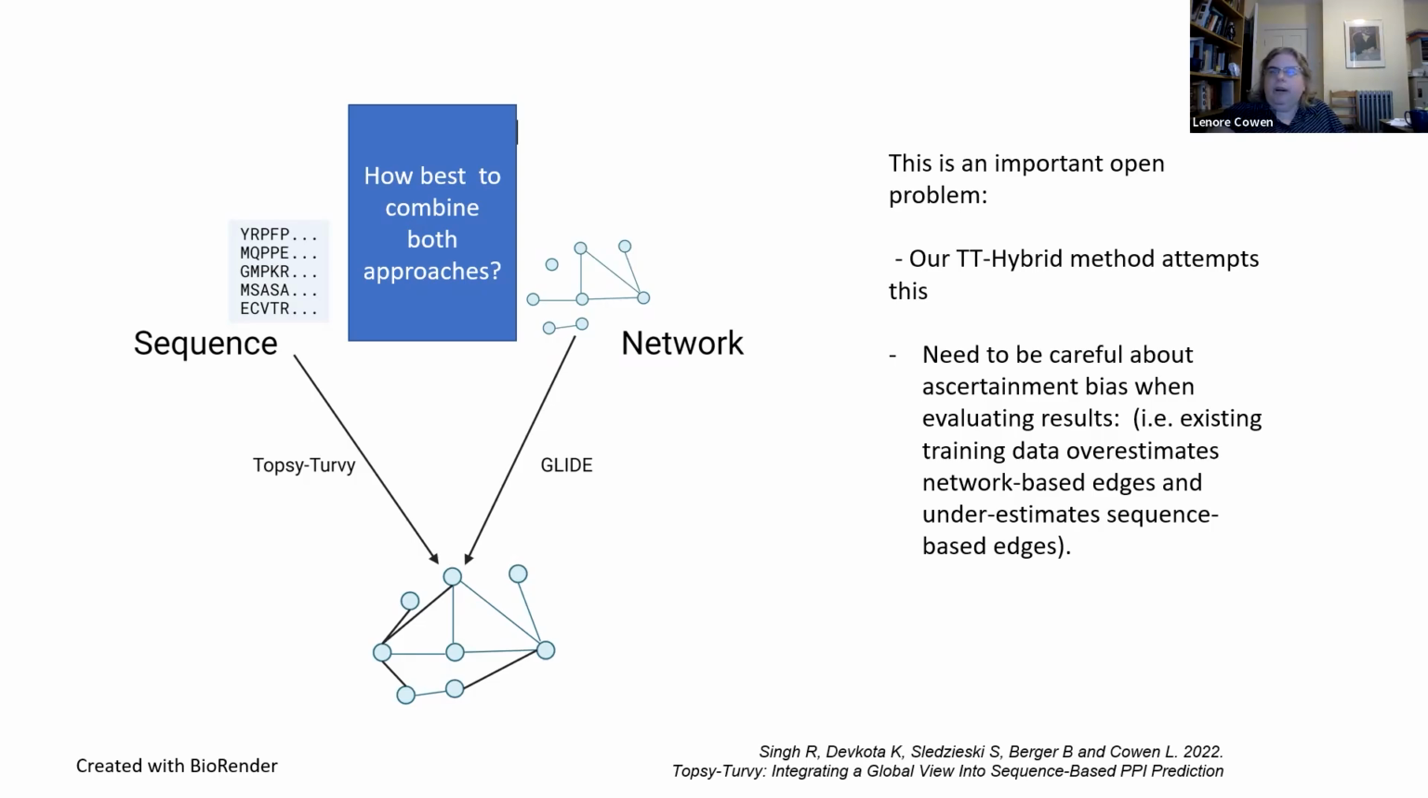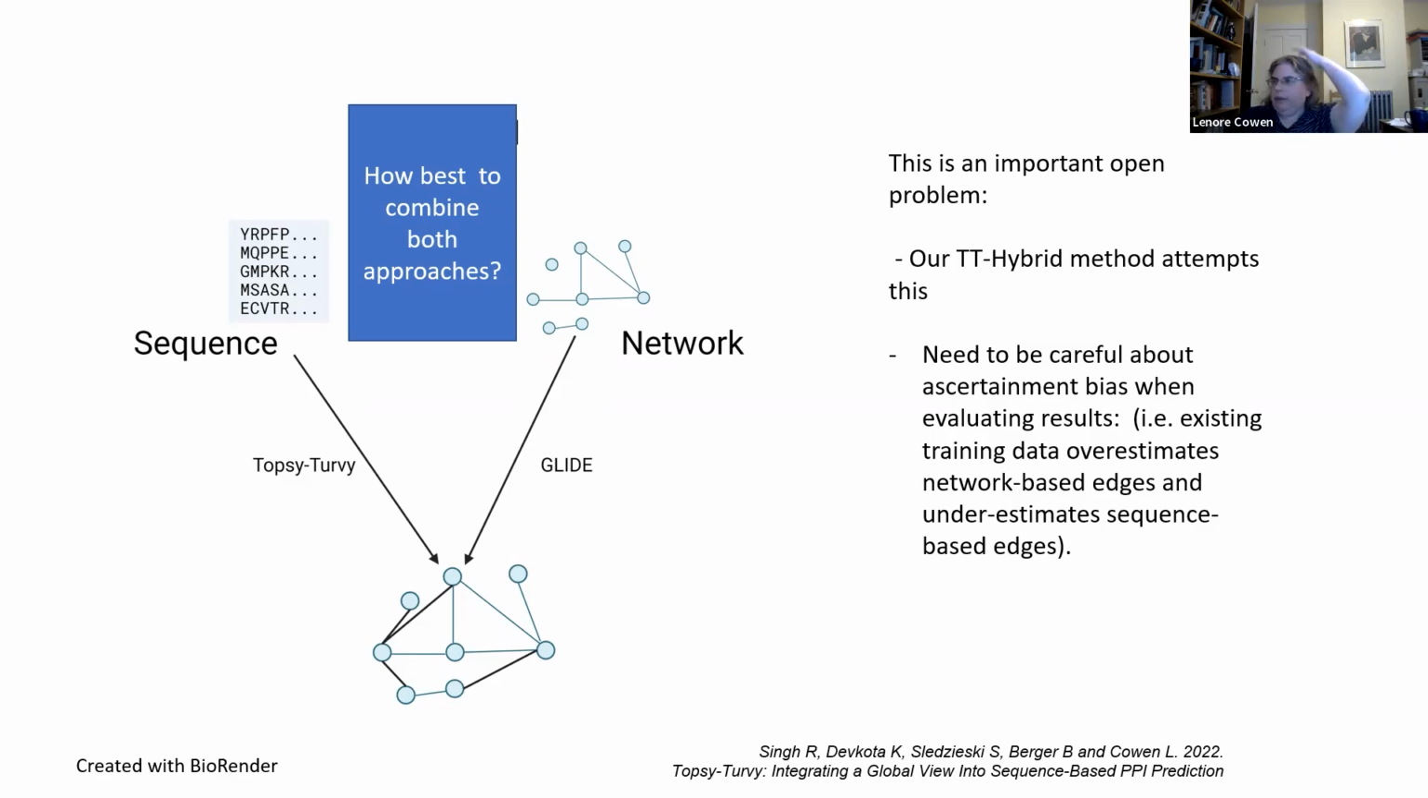So I do want to say this is early days. This is a method that does both, and we don't know a lot of methods that do, but I think this is a great open problem to refine and improve these kinds of methods. I would caution that the issue of ascertainment bias becomes a little bit dangerous when trying to evaluate results. And it's really hard to measure or compare a method that's working with sequence data against a method that's working with network data on the current network data sets we have.